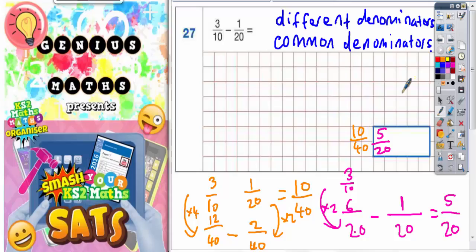Either of these answers are correct, because these answers are both equivalent to each other. 10 40ths and 5/20 are both equivalent. There is one other answer that's even better than both of those, and that's if you spot that 5 out of 20 is actually a quarter. 5 is a quarter of 20, and 10 is a quarter of 40. So both of these fractions are also equivalent to a quarter.